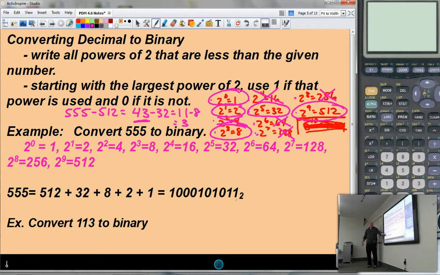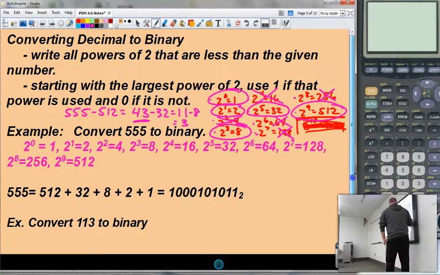So let's try to do an easier number. Try 113, convert it to binary. Write all the powers of 2 that are smaller than it. And then starting with the largest power, use that as a 1. And then I use zeros and ones depending on whether I use the value. So I'll give you a second to go.